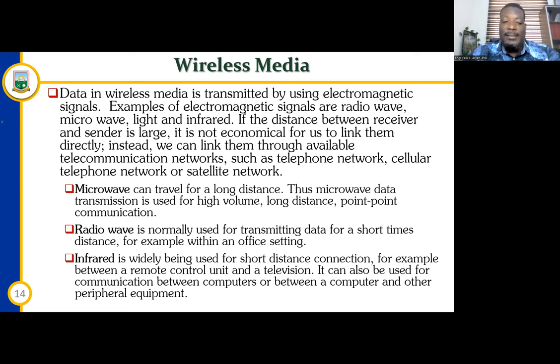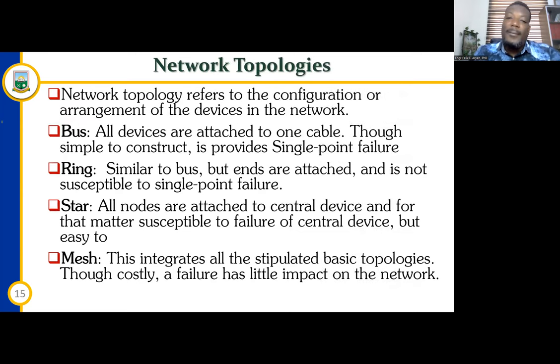Now let's talk about what we term network topologies. Whenever we talk of network topology, this is a term you should have in mind. It's mainly centered on the way the network is arranged and configured. So anytime you hear of network topology, it is the configuration and arrangement of devices on the network. These are examples of network topologies that exist. In fact, the first three, the bus, the ring, and the star, are normally used, but the most used one in institutions and places is the star topology.